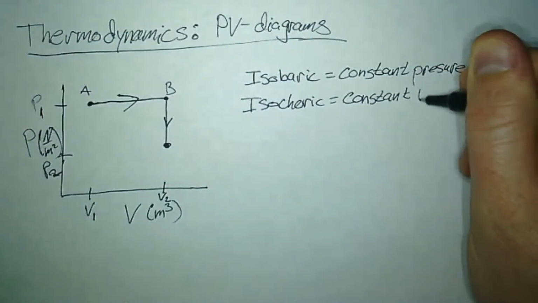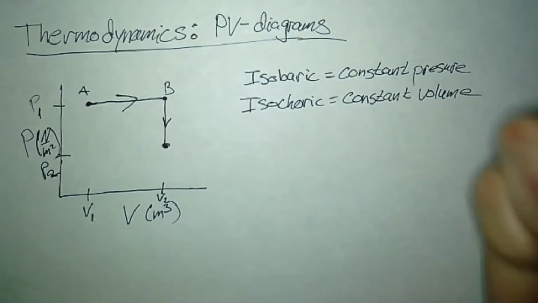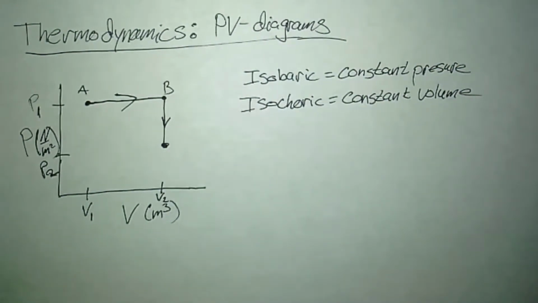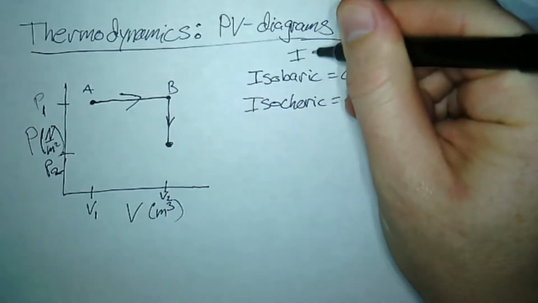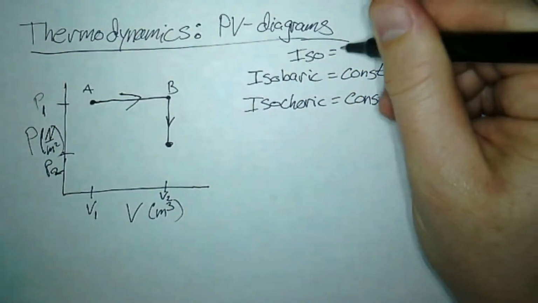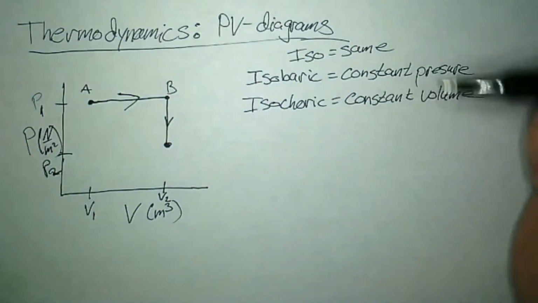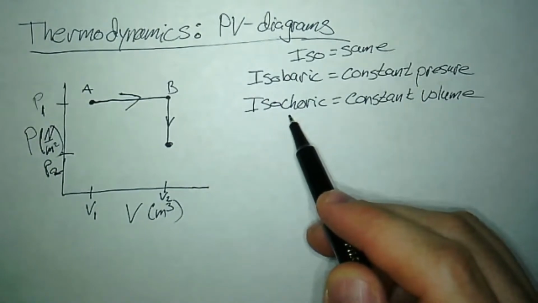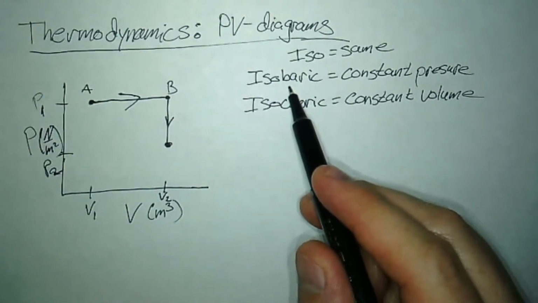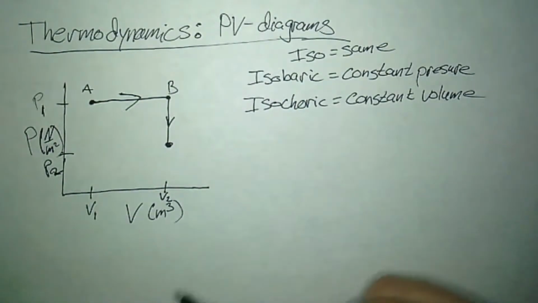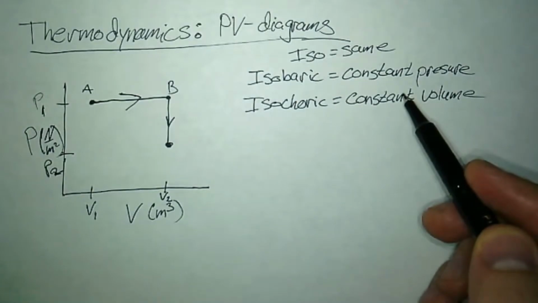I'll add a couple more terms to this in a little bit. But the word iso means same. So whenever you put iso on something, you're saying that thing's not changing. Off the top of my head, I don't have a good trick to remember choric is volume, but if you talk about chemistry, you talk about millimeters of mercury or bars or things like that. That's talking about pressure. So we're saying isobaric is constant pressure.